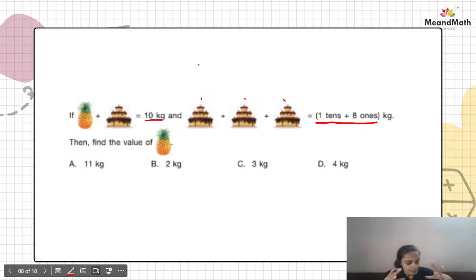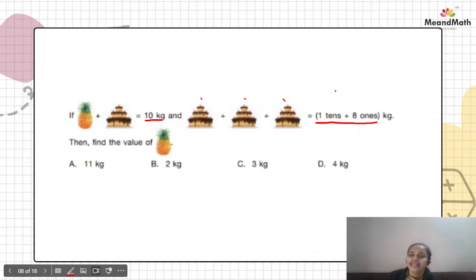So having and compiling all of this knowledge together with our understanding of the concept, they are saying that 1 pineapple plus 1 cake is equal to 10 kgs, and 3 cakes is equal to 1 tens plus 8 ones kgs. Right? So what is the value of pineapple? Come on, Trijal, let's quickly find out an answer. Let's see how quickly you can do, Trijal. It's very easy. 1 tens plus 8 ones. I'm sure you can convert this into a number very easily.